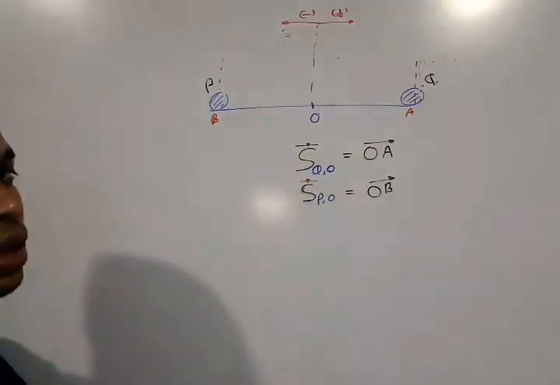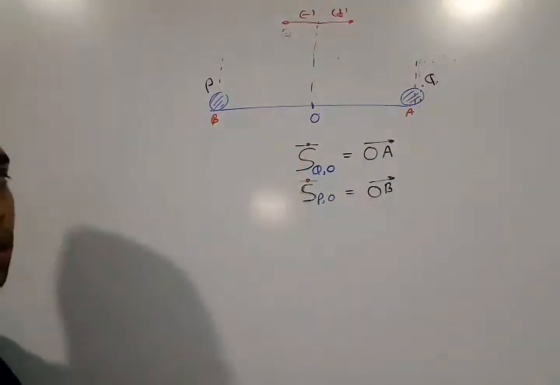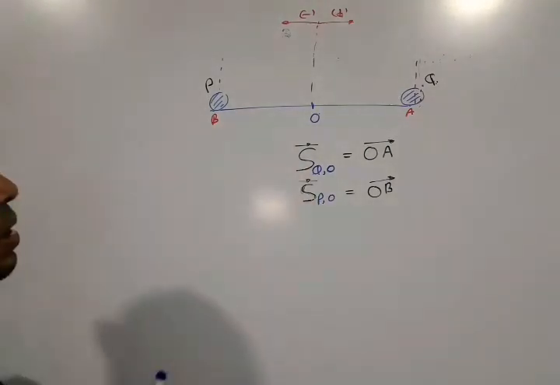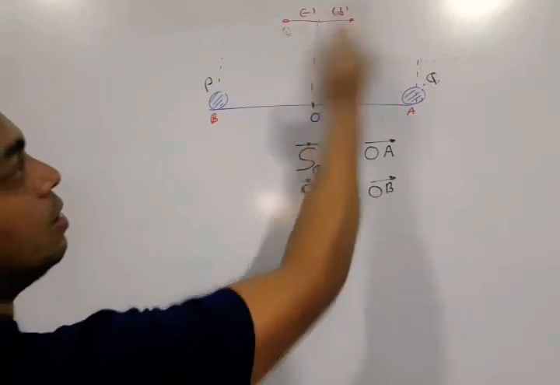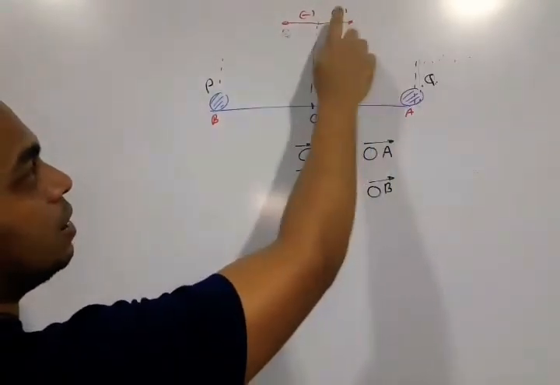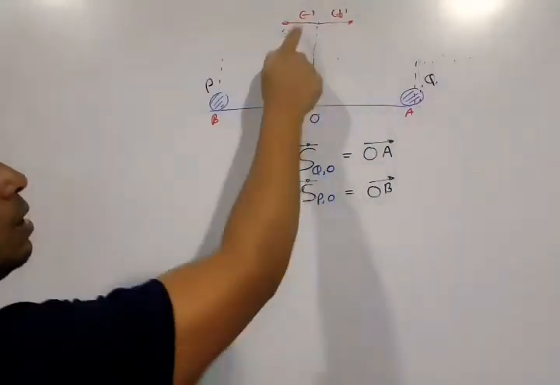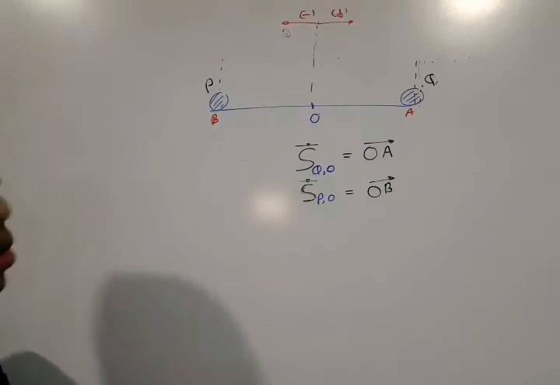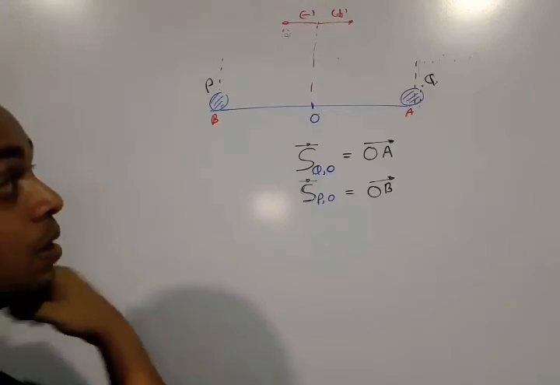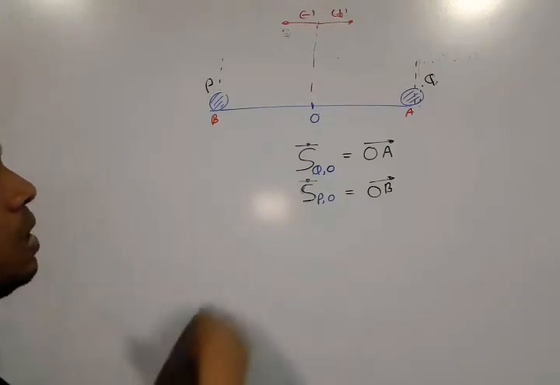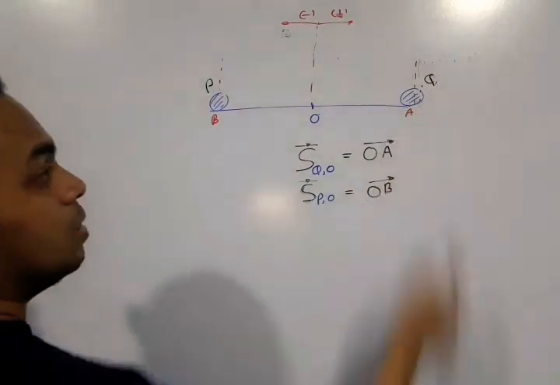And point O is a reference point. We're going to take O as a reference point, and we're going to define that any displacement to the right is positive, and any displacement to the left is negative. This is a convention, right? Like we learned in the previous video.